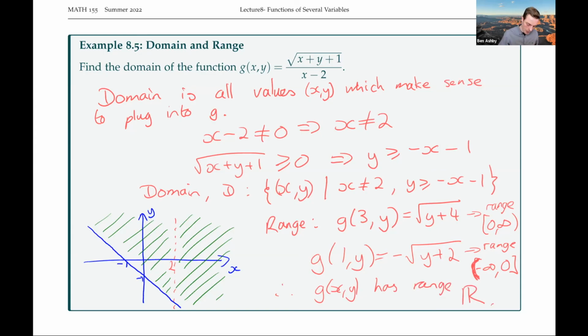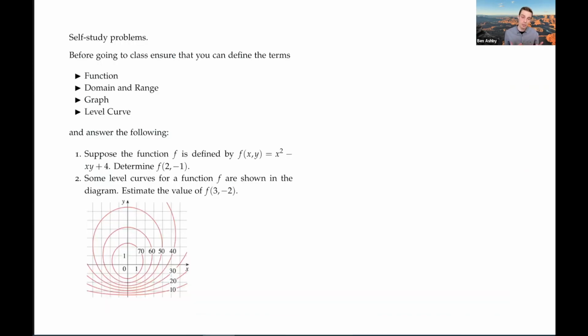Okay, that's it for most of the material here. Make sure you understand these different terms: what a function is, what the domain and range are. The domain, remember, is the input essentially, and the range is the output. What we mean by graphs when we have functions of two variables, and what a level curve is.